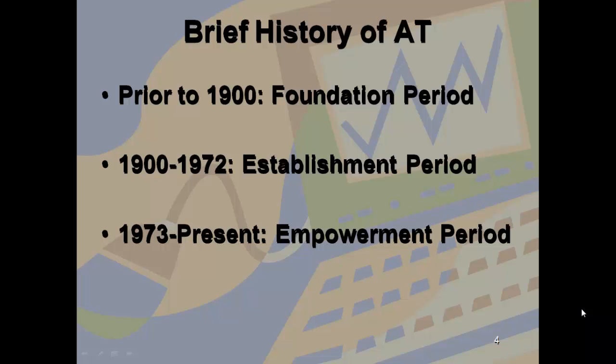Briefly, when we talk about assistive technology, when we are looking at the history of it, consider prior to 1900 as the foundation period. Now you're listening to a soundtrack of Peter Pan, and when you think of Peter Pan, you might think of Captain Hook. If you were to think of Captain Hook, what types of assistive technology might he have had, and/or other individuals, aka pirates of the day, used?